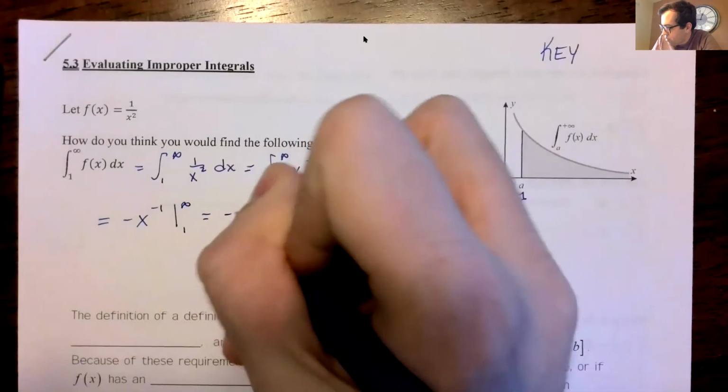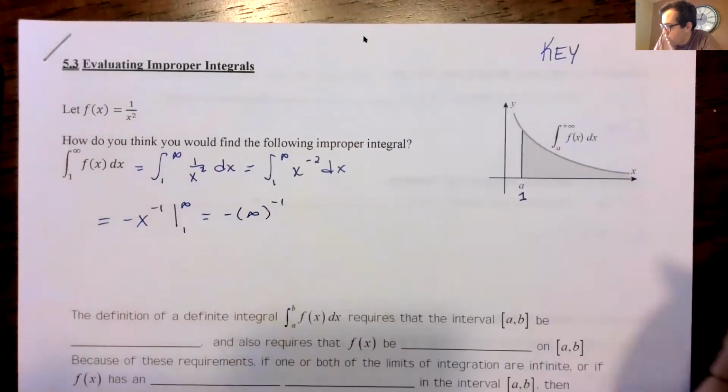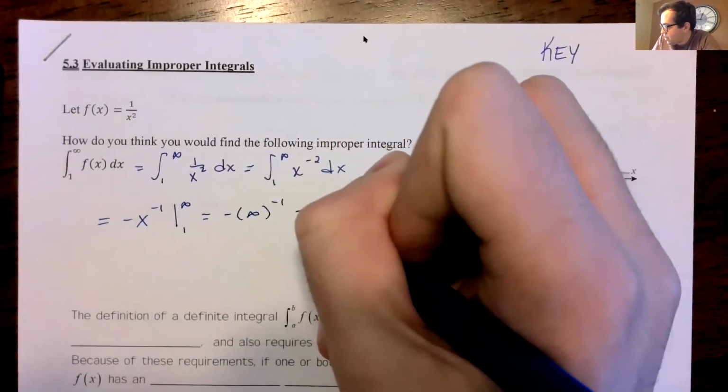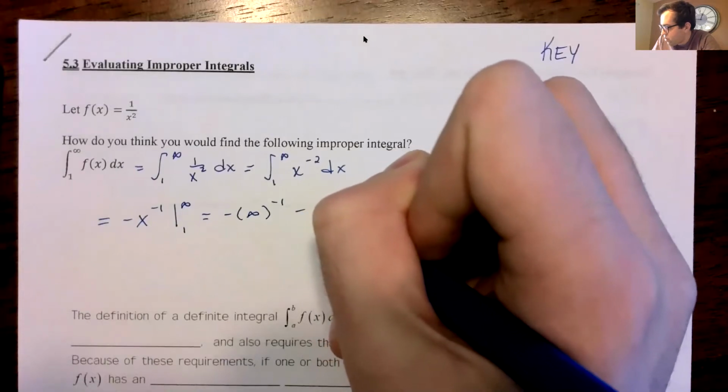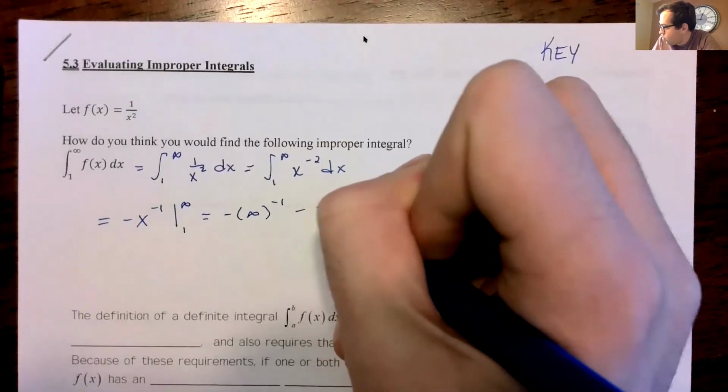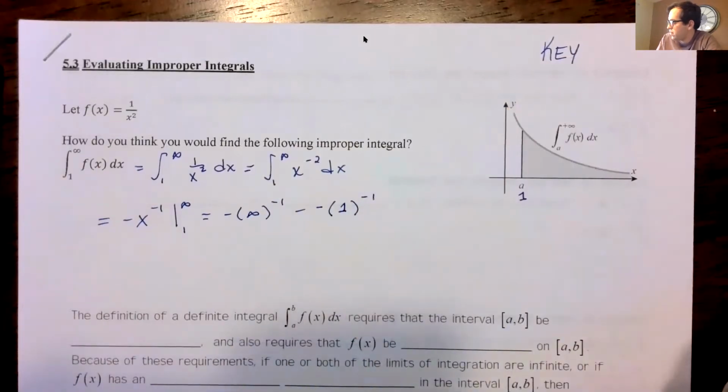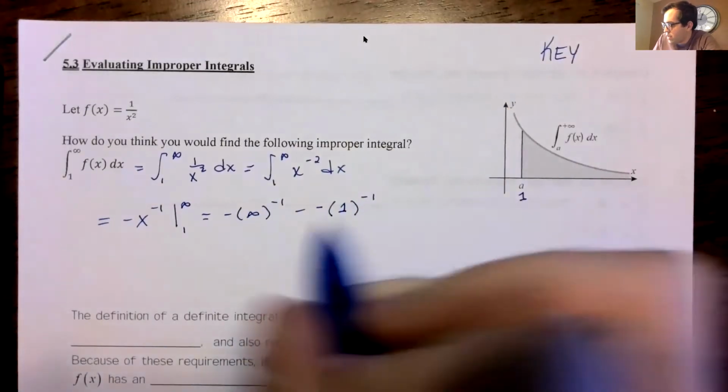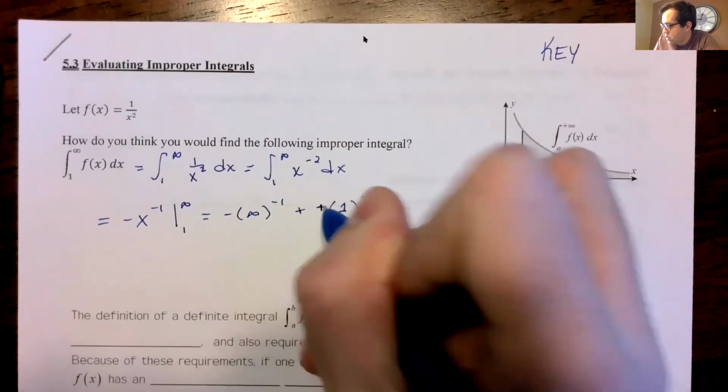So I'm going to do negative infinity to the negative 1 minus negative 1 to the negative 1. And that just becomes plus.